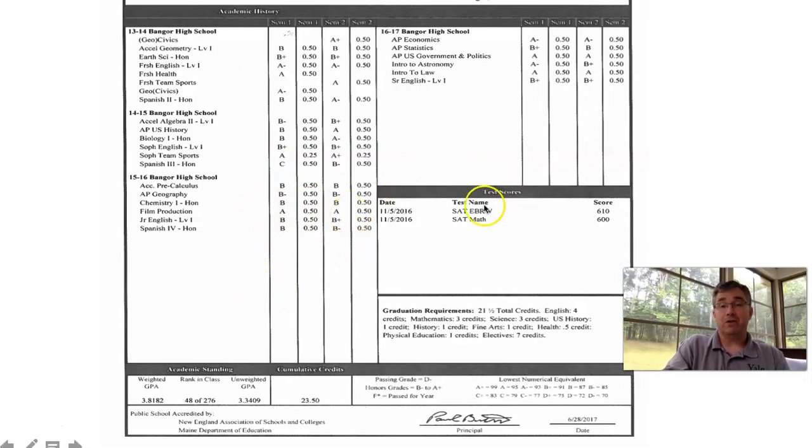While I have this up, I can also point out that SAT scores are reported on the transcript. And right here you can see class rank. So in this grade, there were 276 graduates that year, and this student finished in 48th place. So if you consider that 28 students would be in the top 10%, then 56 students would be in the top 20% of the class, the top 5th of the class. And so he was in the top 5th of the class, and that is an excellent job.